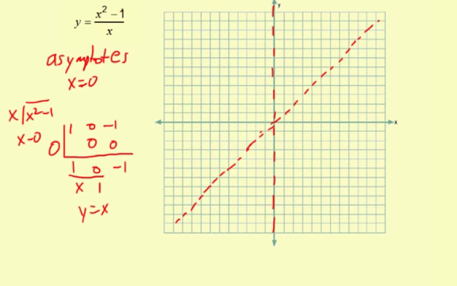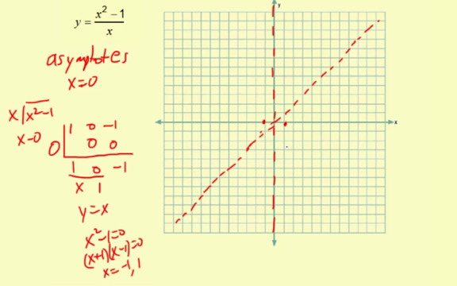Okay, and the next thing I'm going to do is figure out if there are any x-intercepts. So I'm going to set x squared minus 1 equal to 0. So that's x plus 1 times x minus 1 equals 0. So x equals negative 1 and 1. Those are the two x-intercepts, so I'll put an intercept at negative 1 and at positive 1.